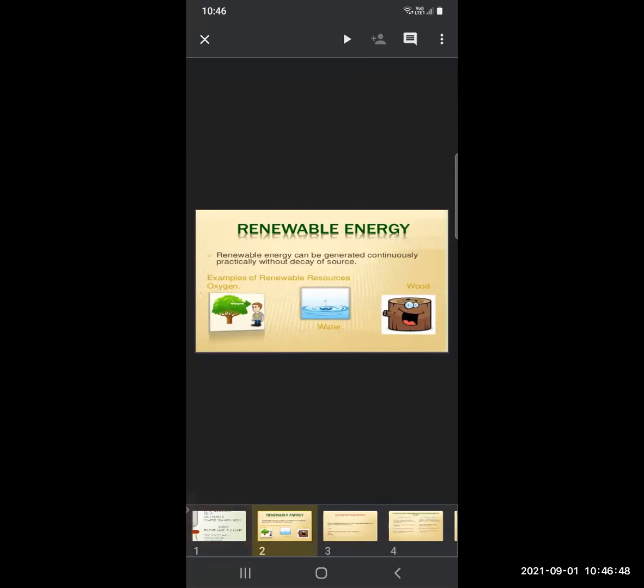Now you know what renewable energy is. Renewable energy can be generated continuously, practically without decay of source. So what are the examples? That is oxygen, water, and food. So these are the examples of renewable.